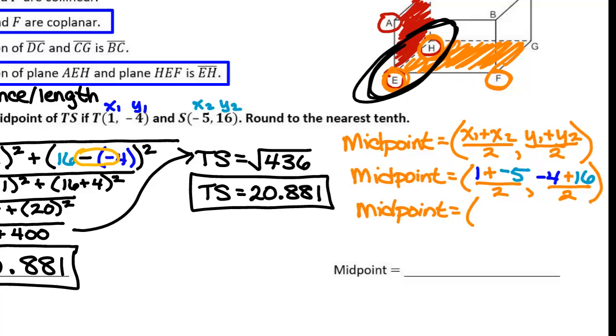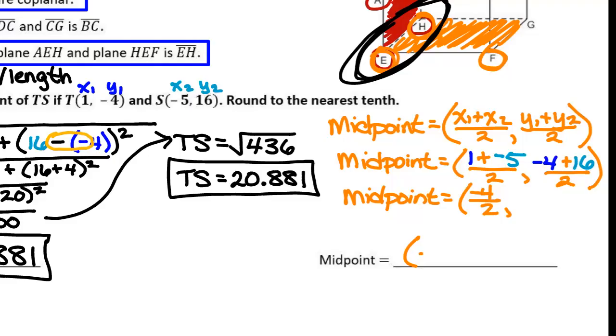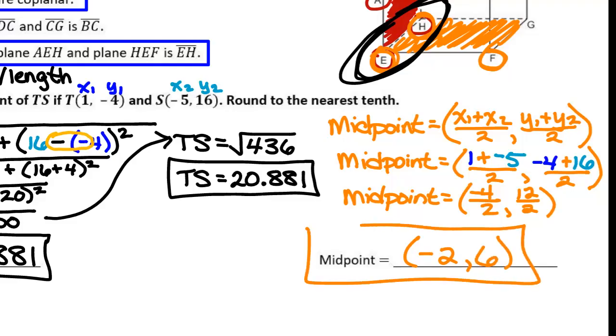What is 1 plus negative 5? Negative 4. So I have negative 4 over 2. What is negative 4 over 2? Negative 2. So negative 2 is the x part of my midpoint. What is negative 4 plus 16? 12. And 12 over 2 gives us 6. So negative 2, 6 is our midpoint.